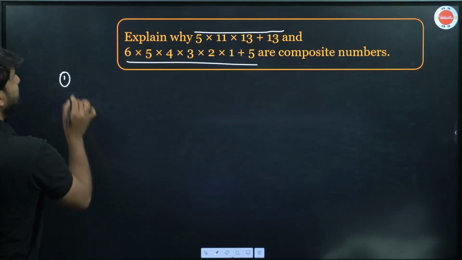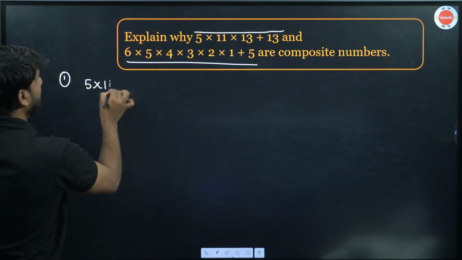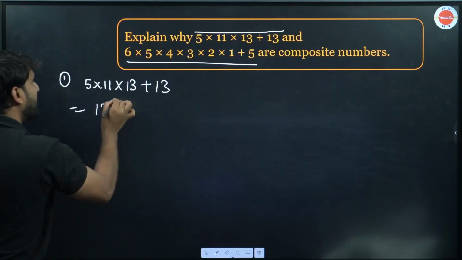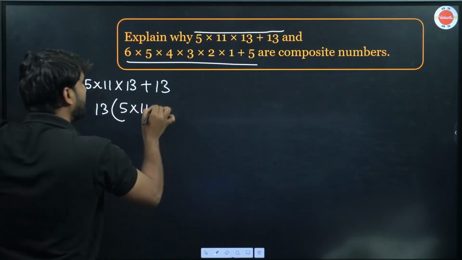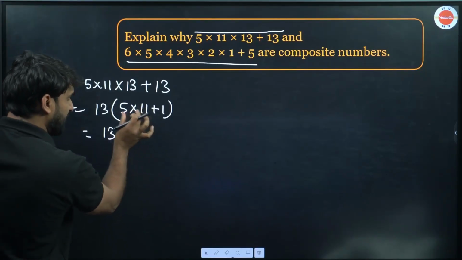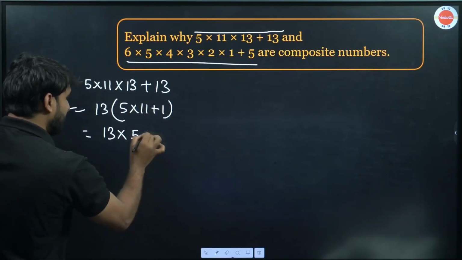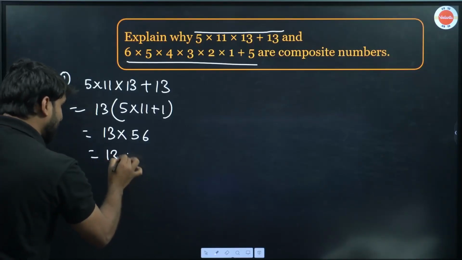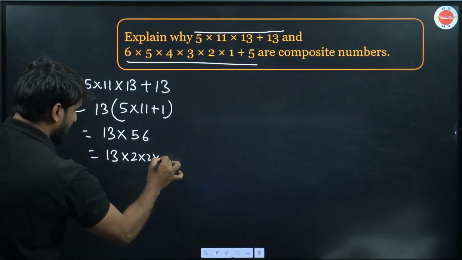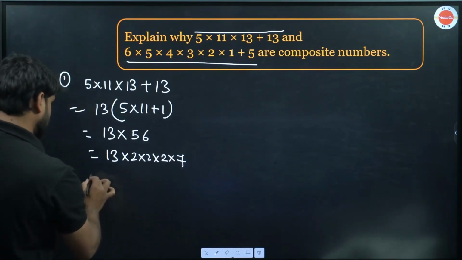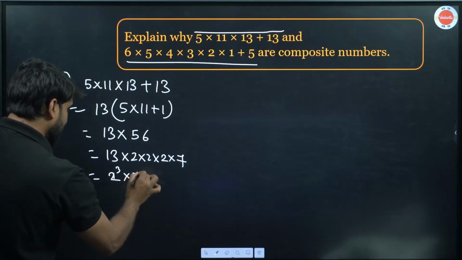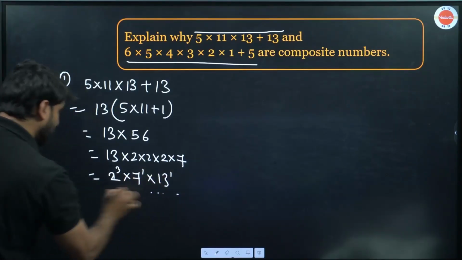So the first is, my dear champion, 5 into 11 into 13 plus 13. So can we take 13 as common here? So this will become 13 into 5 into 11 plus 1. So this will be 55 plus 1, this will be 56. And if we expand this 56, this will be 2 twos are 4, 4 twos are 8, 7 eights are 56. So it can be written as 2 cube into 7 into 13 to the power 1.